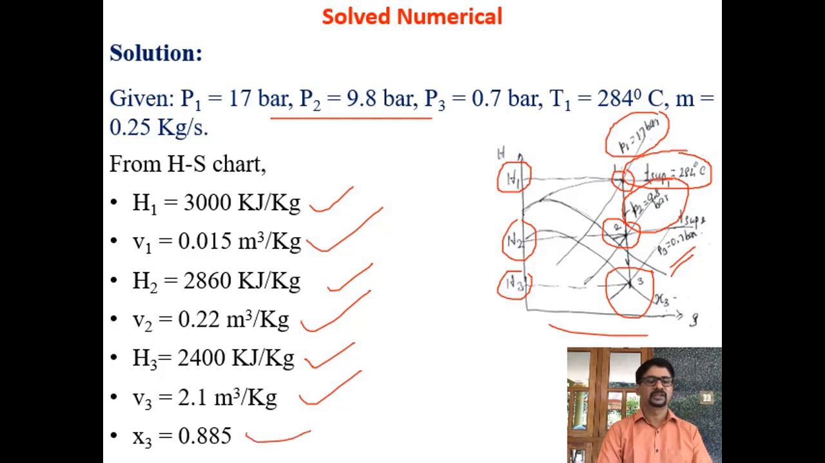And the dryness fraction at exit is 0.885. Sorry, it is dryness fraction 0.885. Sorry, it doesn't have any unit.